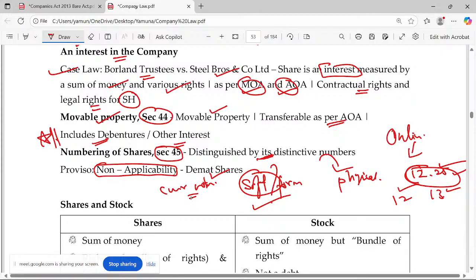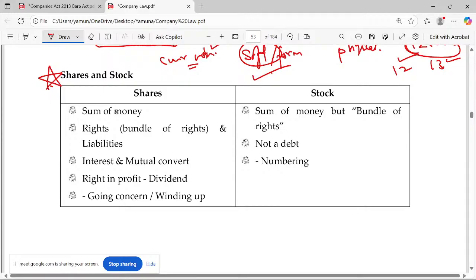What's the highlight of shares and stock? It's an often repeated question. Shares means it can be measured in terms of money, that is, a sum of money. It's all your rights, measuring your rights. That's what the rights you're carrying are. So it is a bundle of rights, not only rights. Please make a note: liabilities.